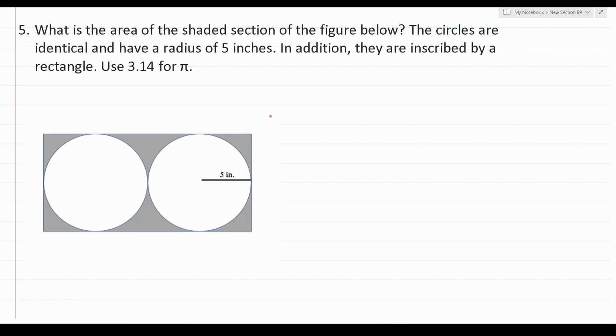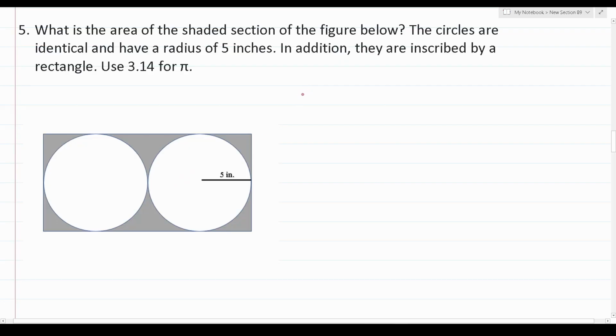But number 5 here says, what is the area of the shaded section of the figure below? The circles are identical and have a radius of 5 inches. In addition, they are inscribed by a rectangle. Use 3.14 for pi. All right, so let's identify our shapes. The problem told us what they were. We have a big rectangle and two identical circles.